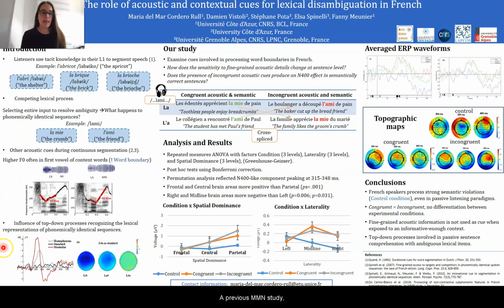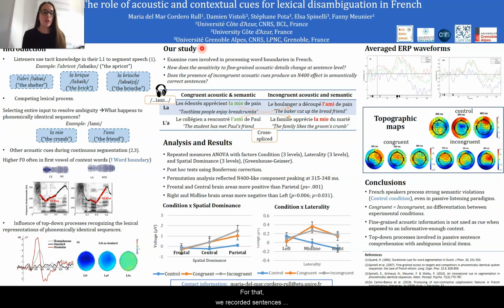A previous MMN study showed that French listeners were able to differentiate both homophonic sequences, and this suggests that top-down processes are involved in the process of recognition of lexical items. Therefore, in our study, we wanted to observe to what extent the system's sensitivity to fine-grained acoustic details might change when presenting listeners with semantically congruent sentences containing incongruent acoustic cues.